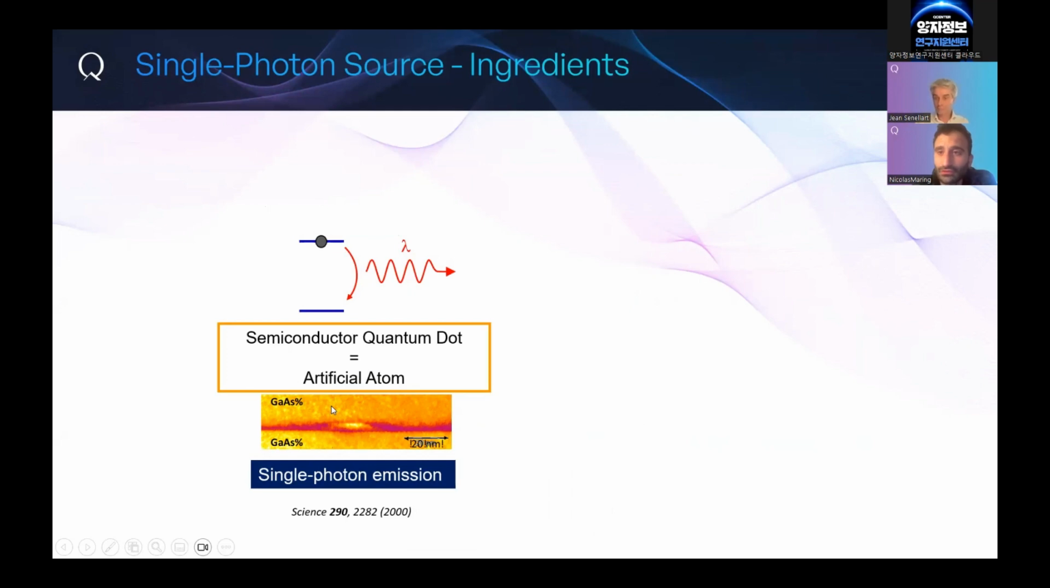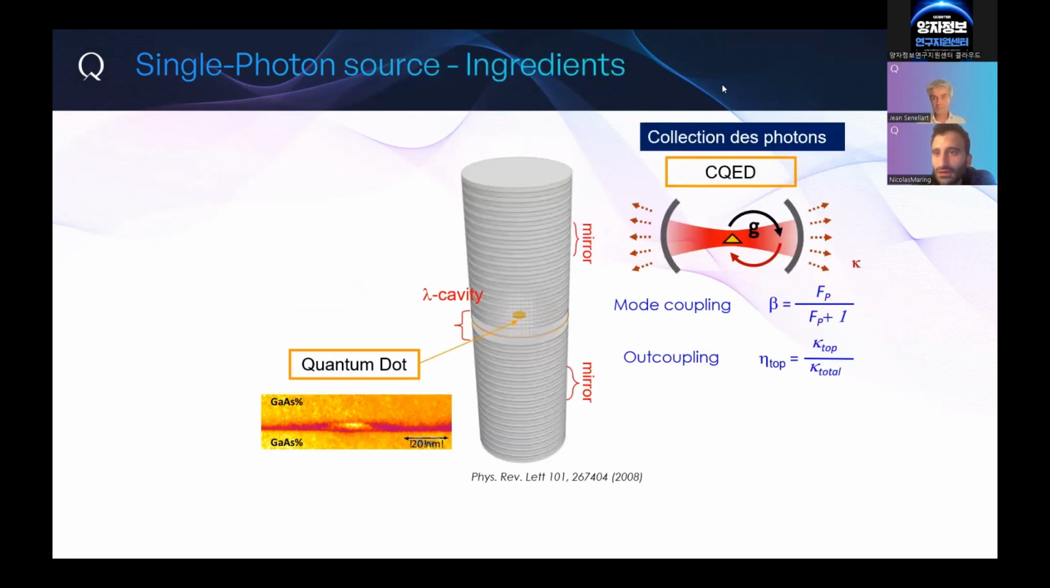These are very small semiconductor structures that act as an artificial atom, meaning they have a discrete optical transition in which the energy difference gives you the wavelength of the emitted photon. So when we shine a laser, it spontaneously emits a single photon. The main issue there is that these photons are emitted in every direction. So what we use is cavity quantum electrodynamics theory, where we put this quantum dot in the middle of an optical cavity where you have a mirror on top and a mirror at the bottom.